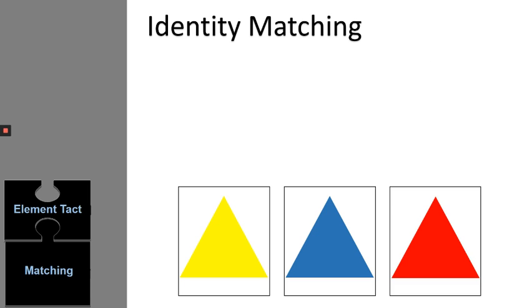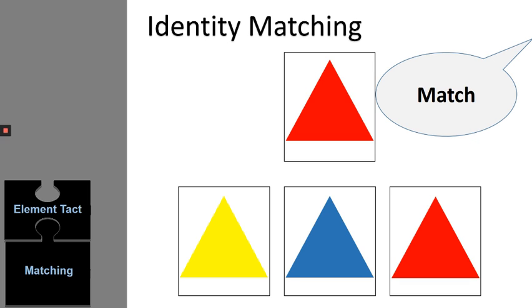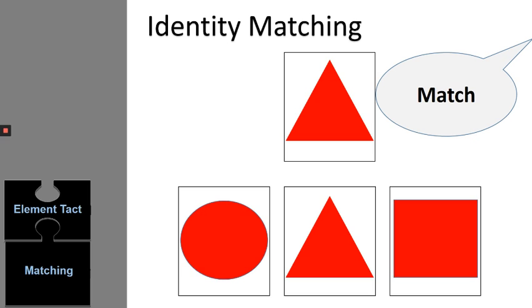For identity matching, what this looked like is that we would present the comparison stimuli, and then we would present the sample stimulus and say match. If Jimmy matched correctly, that would suggest that he was attending to the color of the sample and comparison stimuli. And if he matched correctly within this arrangement, that would suggest that he was attending to the shape of the stimuli. And this is called identity matching because the sample and the correct response in the comparison stimuli are identical.